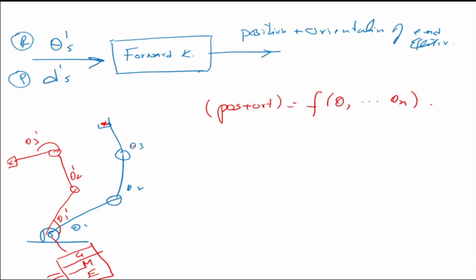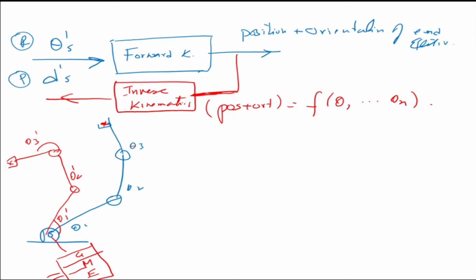In inverse kinematics, we give the input as the position and orientation from here, and this is my inverse kinematics. So the input to the inverse kinematics is the position and orientation of the end effector, and the output of the inverse kinematics is my joint angles. So we see what forward kinematics is and what inverse kinematics is. Now from a control point of view, inverse kinematics is more important. Why? Because at every position, the controller needs to know the joint positions.